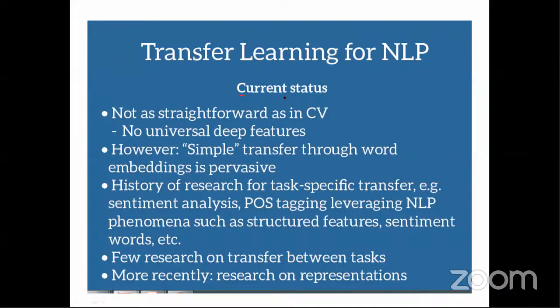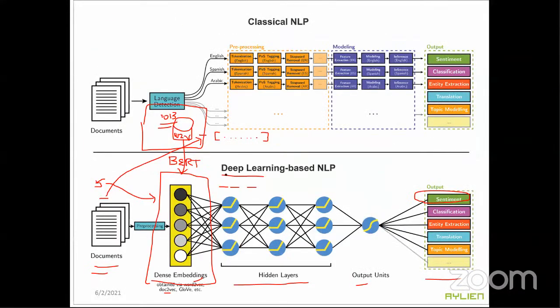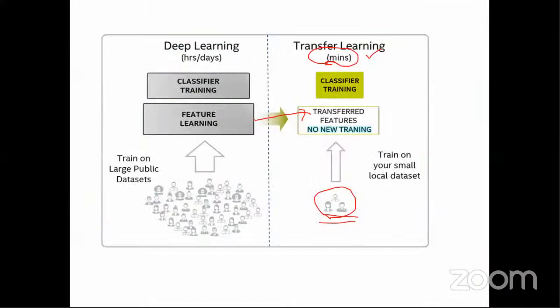So, the current status of transfer learning with respect to NLP. These models are not as straightforward as in computer vision. The reason is there is no universal deep feature in language processing. This is the reason we are using embeddings here. That's the embedding model.